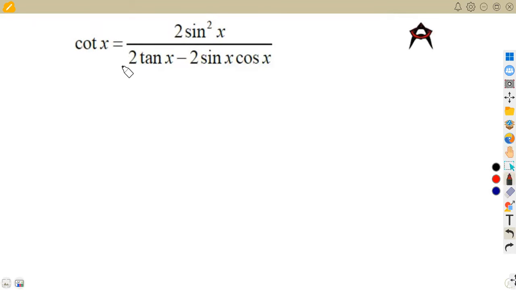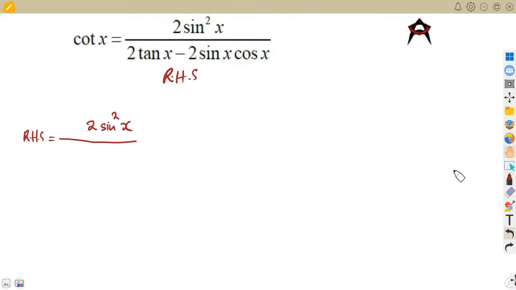You are simply applying the basic technique or the basic approach. All right, so in this case, you choose which side to work with, and it is best always to try by all means to work with the most complicated part that has got a lot of things. And here this is on the right hand side. So we are going to take the right hand side, which is equivalent to 2 sine of x, sine squared of x over 2 tan x, minus 2 sine of x cosine of x.